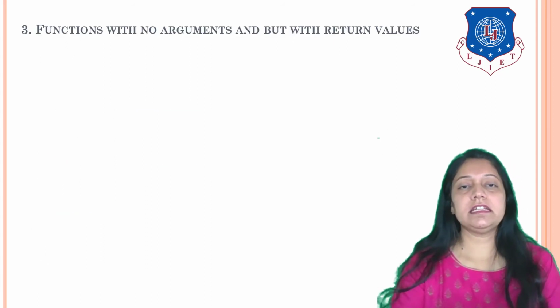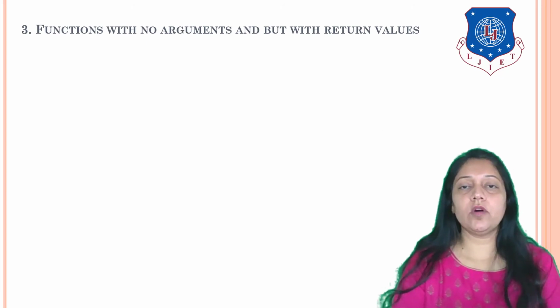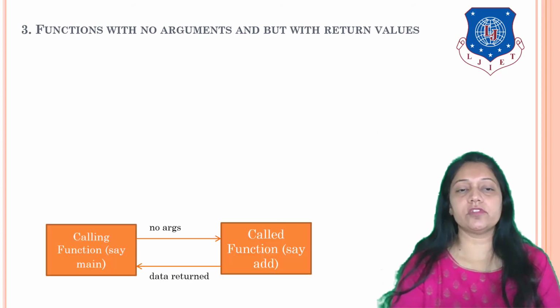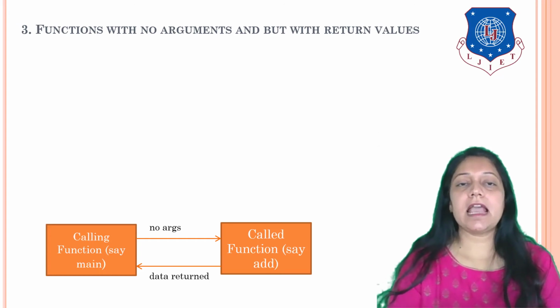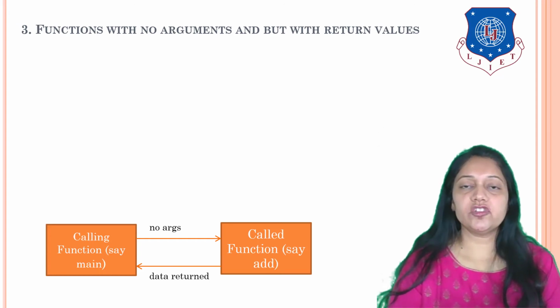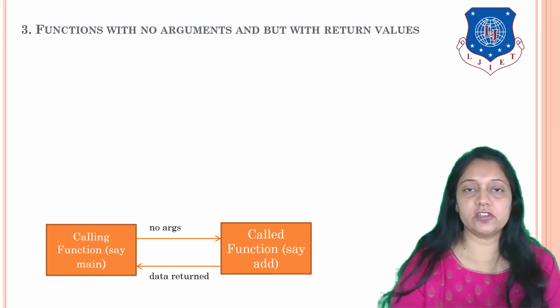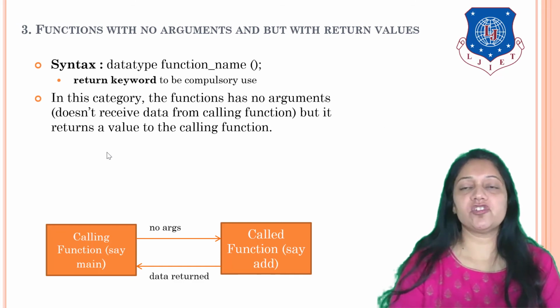Similarly, let's see the next category, that is the third one, the functions with no arguments but with return values. Now we don't have arguments but we have return values. What it means is that a calling function is not going to pass any arguments to the called function, but the called function is going to return some value to the calling function. So still we have one-way communication between the two functions.